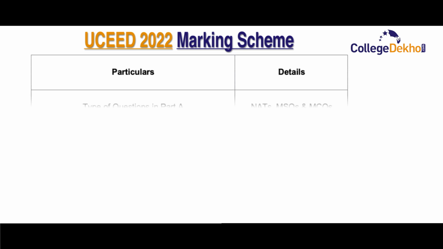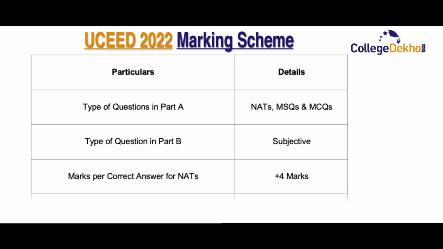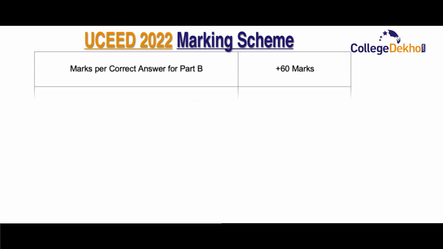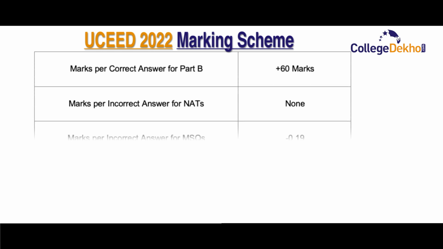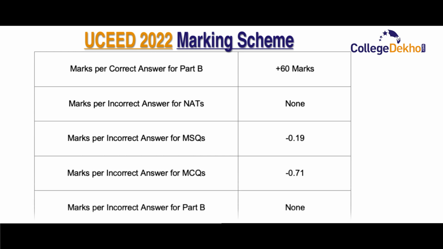Now let's talk about the UC 2022 marking scheme. Part A of UC 2022 had NATs, MSQs and MCQs, while Part B had subjective type questions. Candidates should note that 4 marks are awarded for every correct NAT and MSQ, 3 marks are awarded for every correct MCQ, 0.19 marks are deducted for every incorrect MSQ and 0.7 marks are deducted for every incorrect MCQ. There is no negative marking for NAT questions of Part A and questions of Part B.